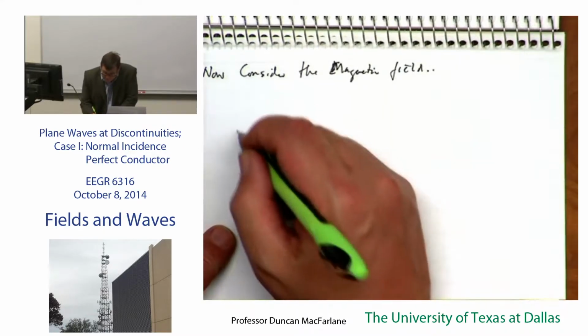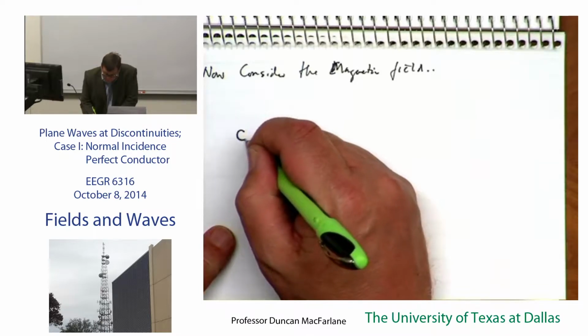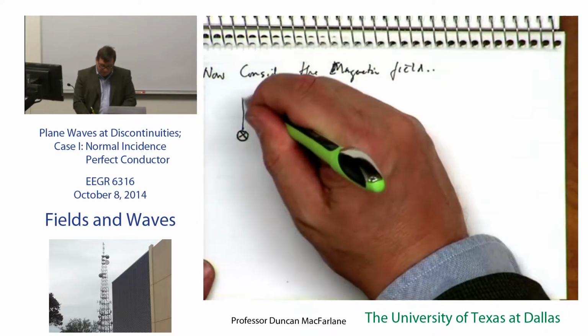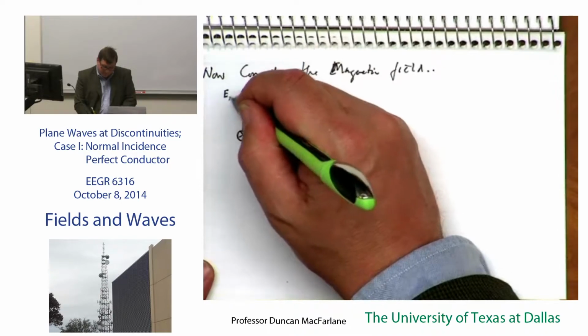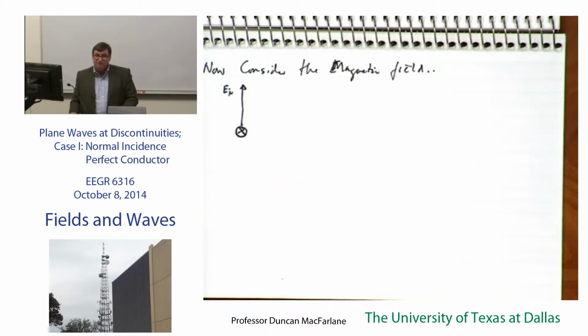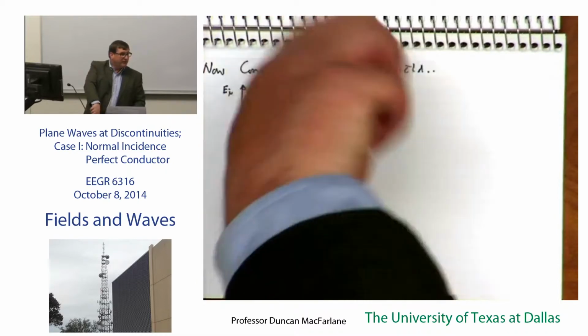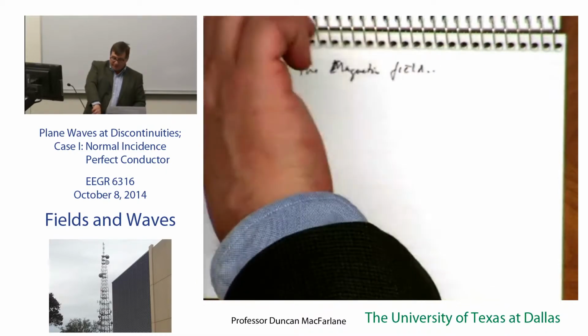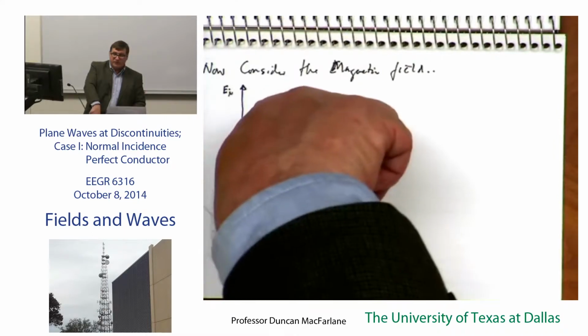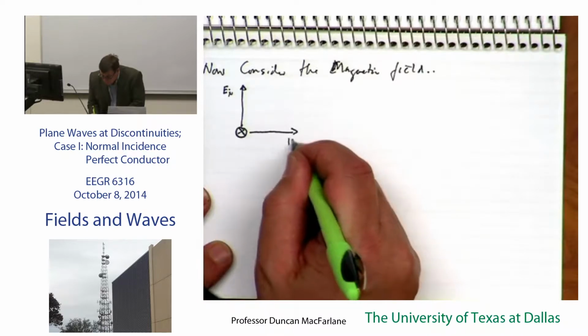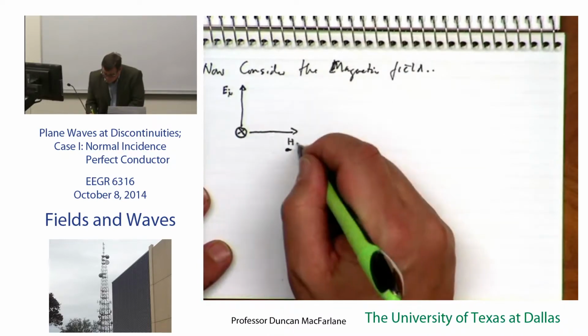One way I like to figure this out is to take a look at the electric field that's going into the surface. So I might have an electric field that comes up like this. And E cross H into the screen tells me where my H is. So from there I know that H sits out over here. That's H incident.